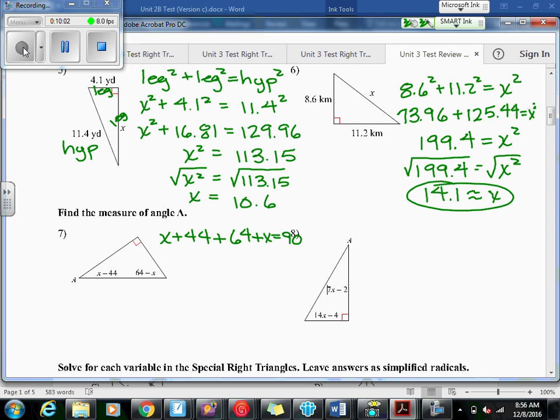All right, now combine like terms. I've got x plus x, that's going to be 2x, plus 64 plus 44, it's going to be 108, equals 90. Now I want the x by itself, so I'm going to subtract 108 from both sides. So 2x equals 90 minus 108 is a negative 18. And at this point, I'm going to divide both sides by 2. And x equals negative 9. Now the problem is they didn't ask us for x. They asked us for the measure of angle A. So you're not going to leave it at x equals negative 9. You're going to take that x and plug it into the measure of angle A.